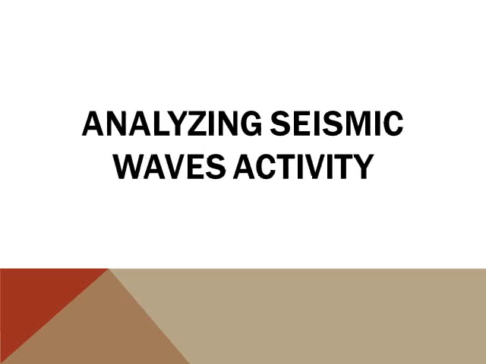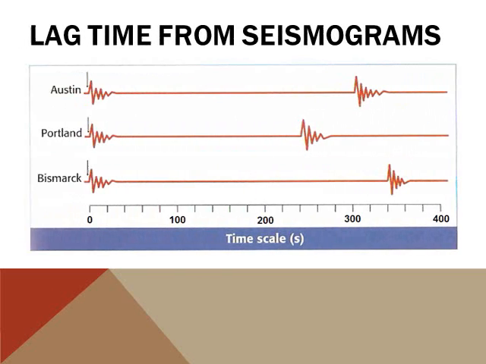So the activity we have, called analyzing seismic wave activity, is where we're going to go through how we determine the epicenter of an earthquake based on the lag time between P waves and S waves. On the worksheet we have this chart right here, which shows Austin, Portland, and Bismarck. Basically the first mark represents the P wave that hits each of these cities. So each of these cities knows that an earthquake occurred somewhere because a P wave hit them. And then sometime later the S wave hits them.